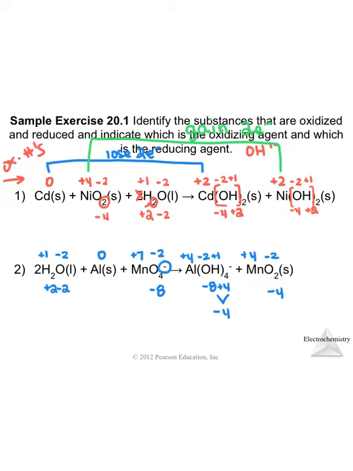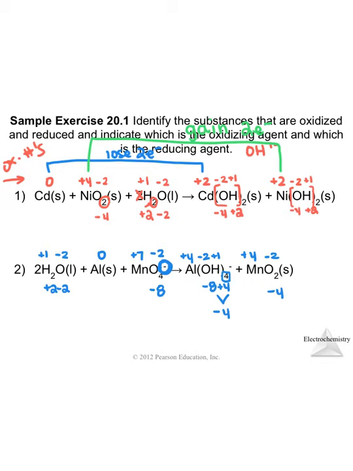Okay, so when I assigned oxidation numbers, I got that in the water, the hydrogen was +1 and oxygen was -2, and the solid aluminum is 0. In the permanganate ion, MnO4, notice that there's this negative sign here, so we have to keep it at -1. So my oxygens add up to -8, which means my manganese is +7. And then I'm going to do the same process on the other side. So my hydroxides, -2 and +1. There are 4 of them.